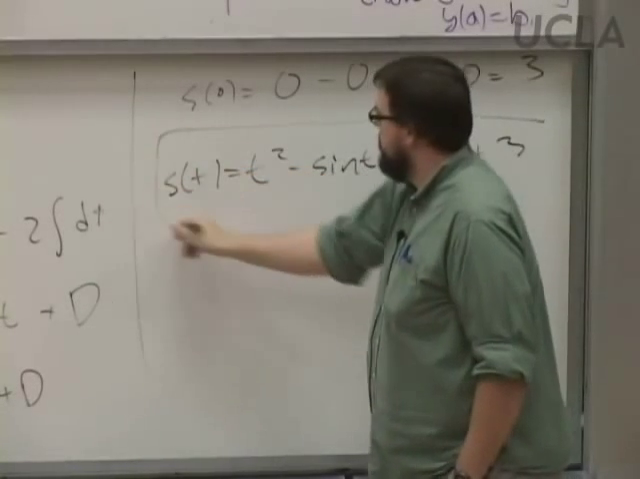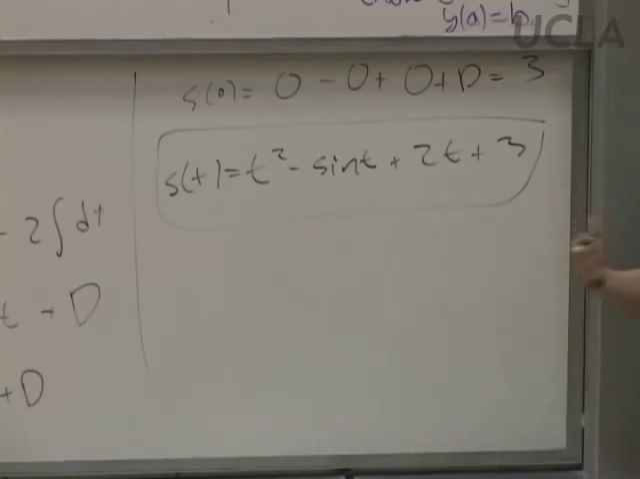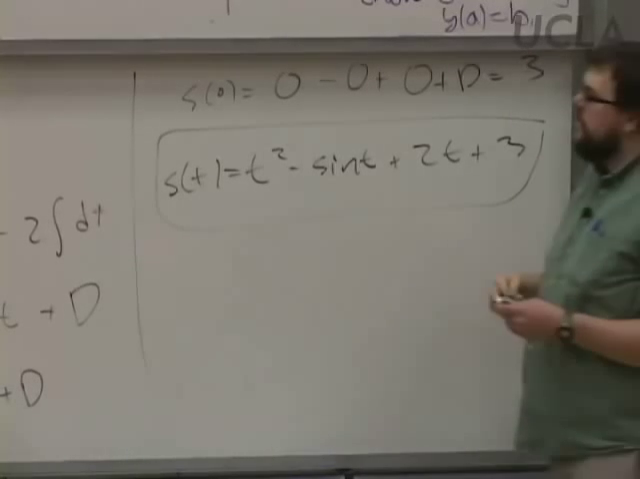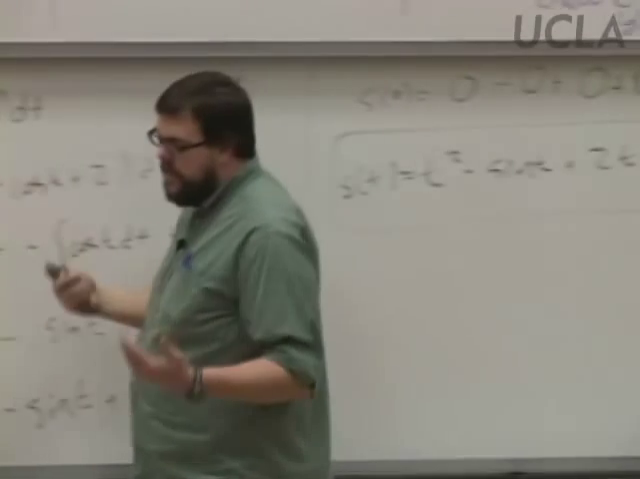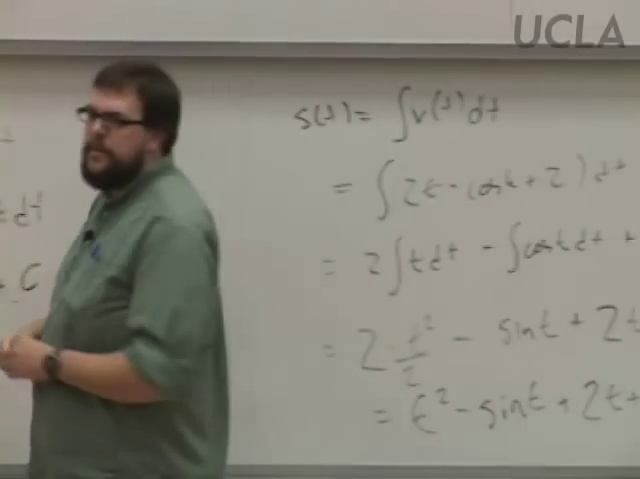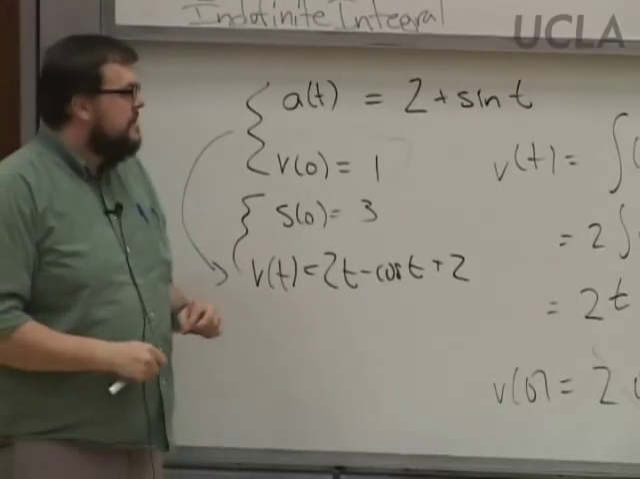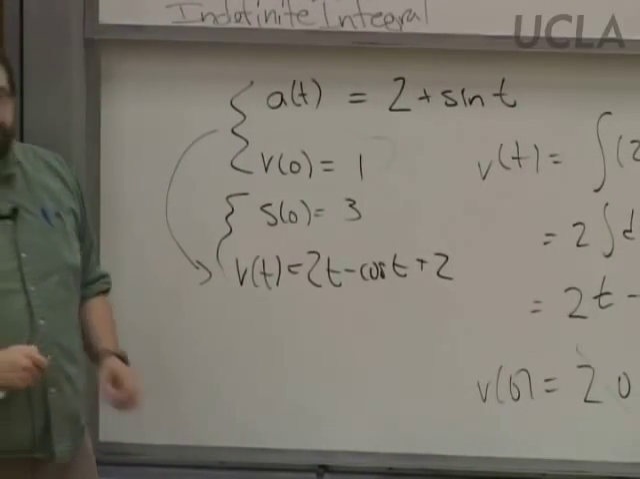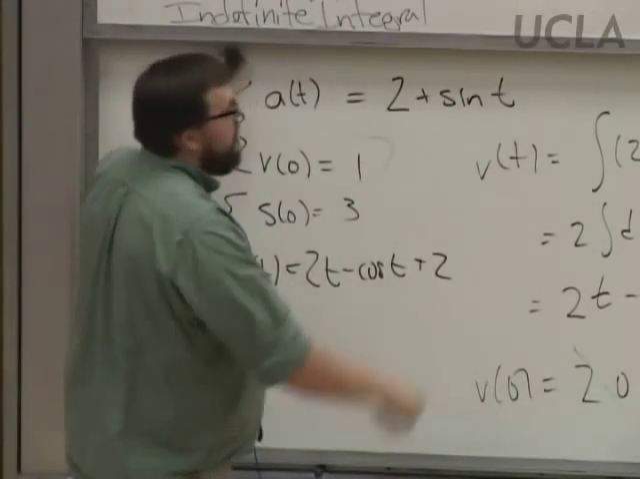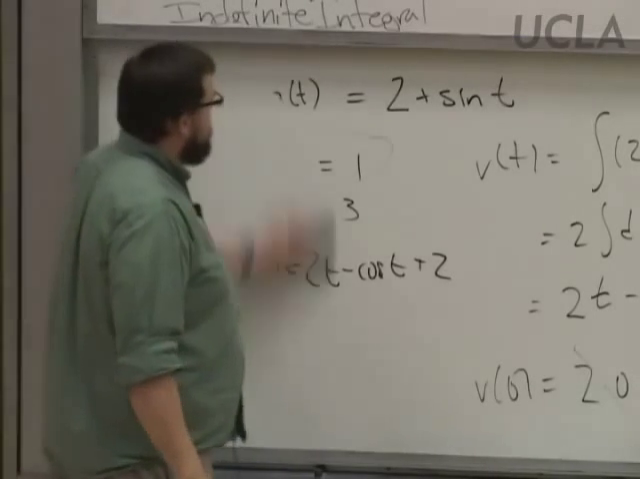So here's an example of how we might use antiderivatives. By using antiderivatives, we were able to start with our acceleration plus a little bit of information about our velocity and our position, just a little tiny bit, just a hint, and recover our position function. OK, so there's an example of how you might do an initial value problem.